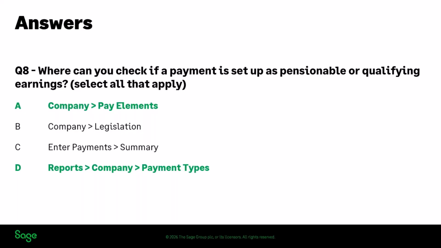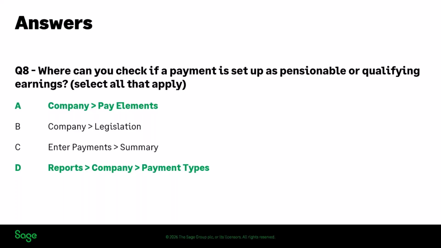So if your scheme doesn't use qualifying earnings, if a pay element has the pension main and AVC box ticked, it'll be used in pension calculations. If your scheme does use qualifying earnings for pensionable pay, it is the payments that are flagged as qualifying earnings that are used in the calculation, but then restricted to the lower and upper threshold.